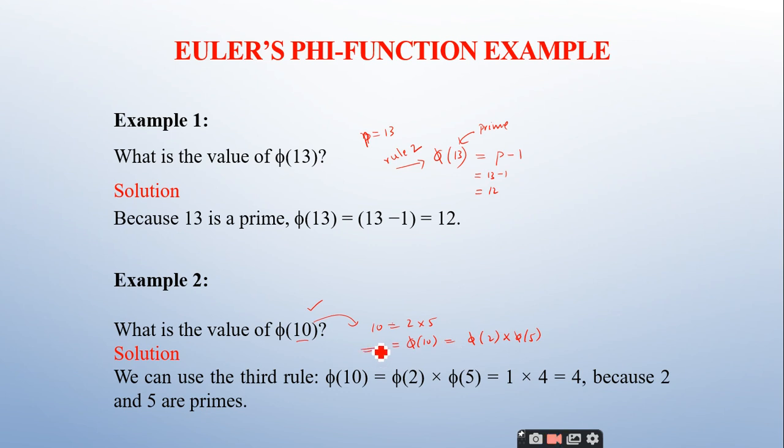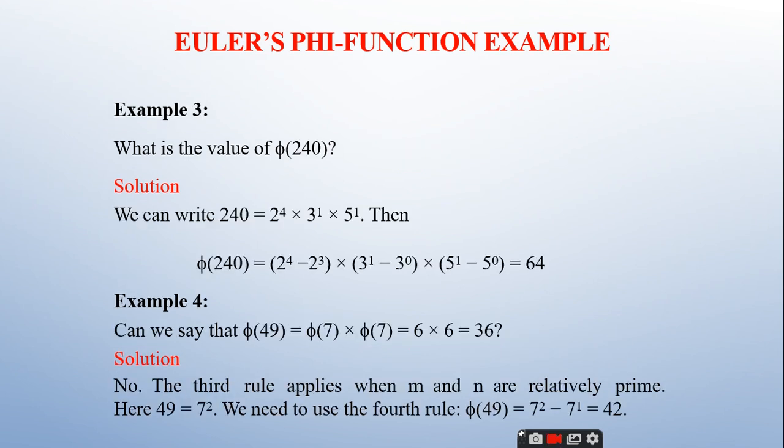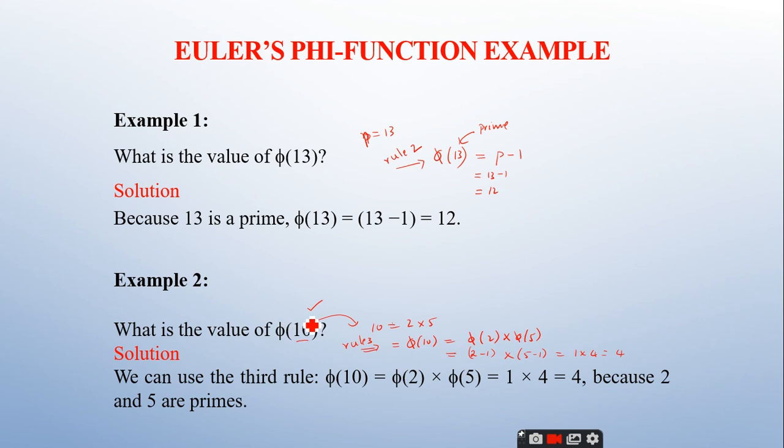So which rule is this one? Rule 3. According to this, 2 is a prime number, therefore it is 2 minus 1, and 5 is also a prime number, therefore it is 5 minus 1. Therefore it becomes 1 into 4, that is 4. Right? Clear? And remember, whenever you find the factors of this 10, this 2 and 5 are primes, relatively prime to each other. Then only you can apply this formula, right?